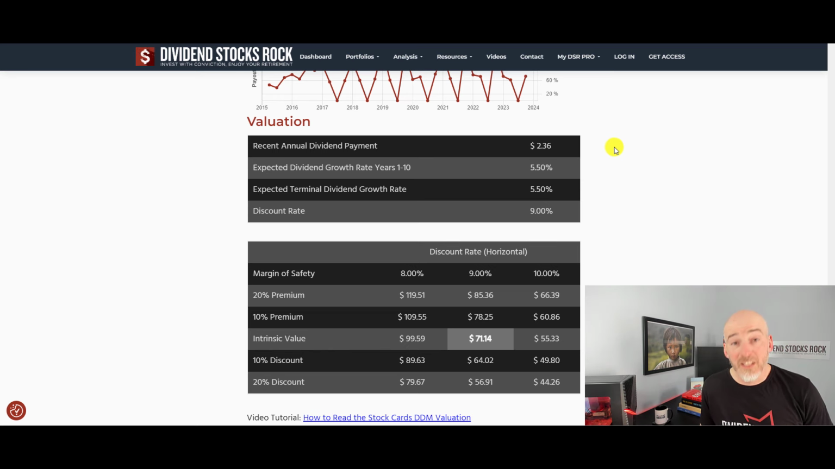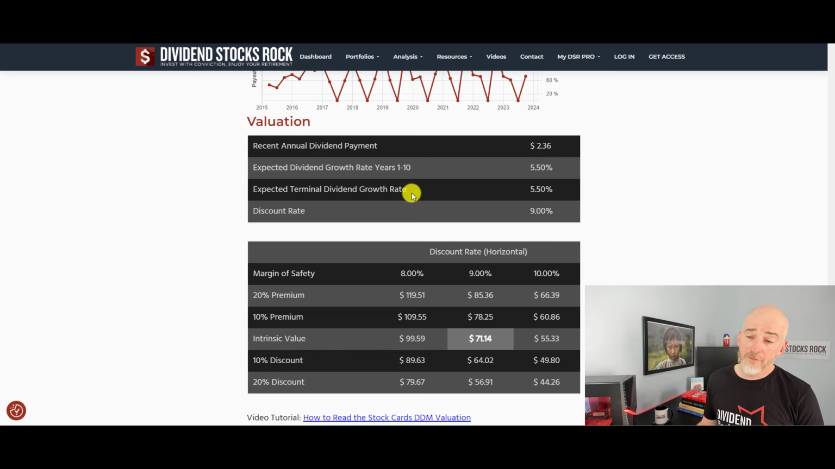After that, you need to make assumptions on the next two numbers. The first one is the expected dividend growth rate. At DSR, we use a model with two stages. We have one dividend growth rate for the first 10 years that is closer to reality, closer to what we have seen in the past. You can use the past 5 years, for example, of dividend growth. It will give you a pretty accurate number, but then you have to determine the terminal dividend growth rate. The terminal dividend growth rate is the dividend growth rate that should happen kind of like forever.